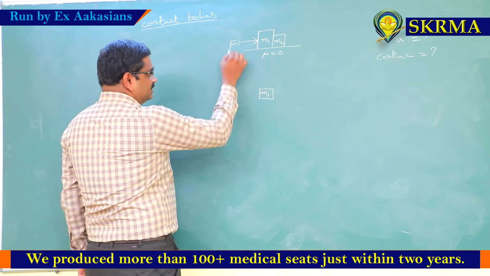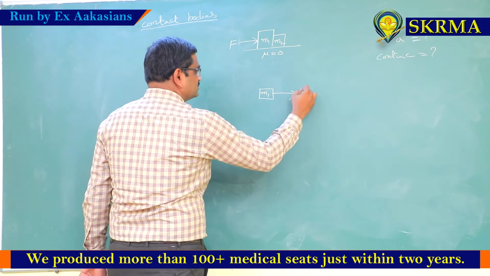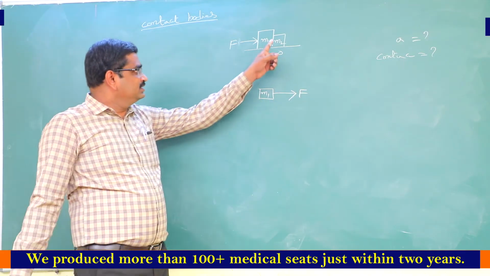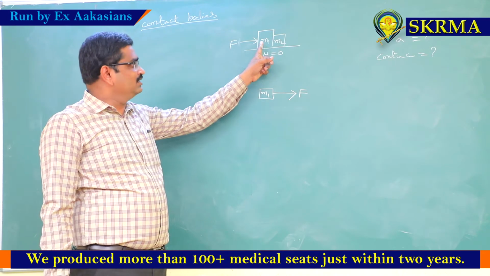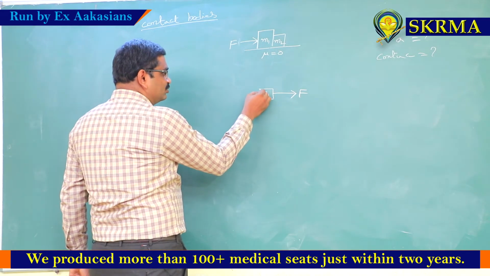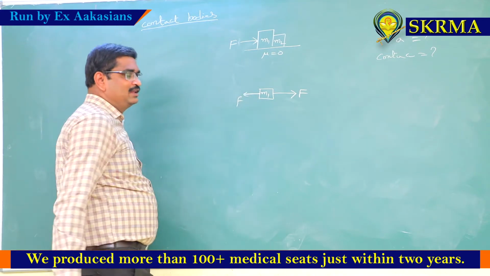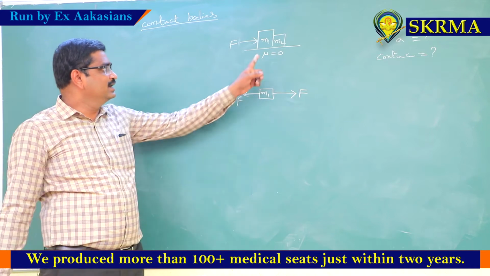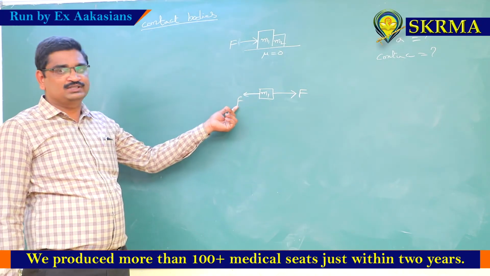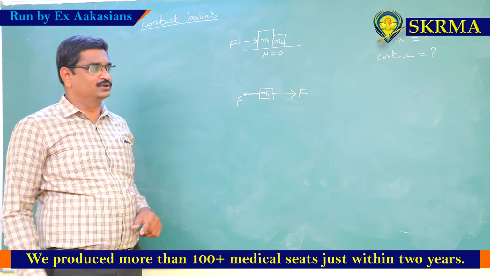So F is acting towards right. So this is force F. Now, here M2 will oppose the motion of M1. So that is nothing but contact force. Let it be small f. Small f is the contact force between M1 and M2. On block M1, contact force opposes the motion, so this is opposite to the original force.